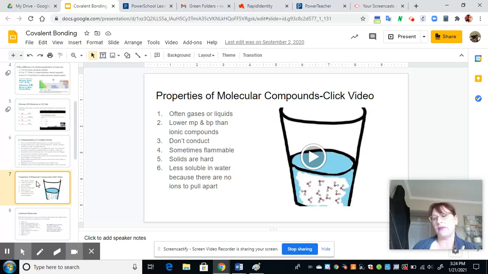But covalent compounds, it doesn't take nearly as much heat to melt them if they're solid, and if they're liquid, it doesn't take as much heat to boil them. Covalent compounds don't conduct electricity, unlike ionic compounds, which have that metal in them, and that acts as a conductor if it's dissolved. But covalents will not conduct electricity.